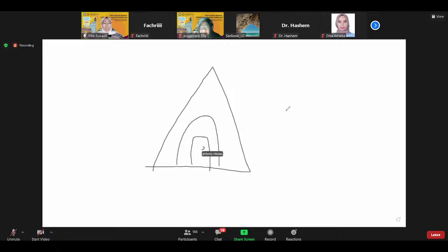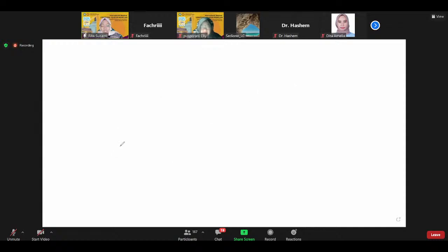It's for camping, but the word is not camping. Tent. Yes, it's a tent. Okay. Well, going to the next one. It's quite easy.